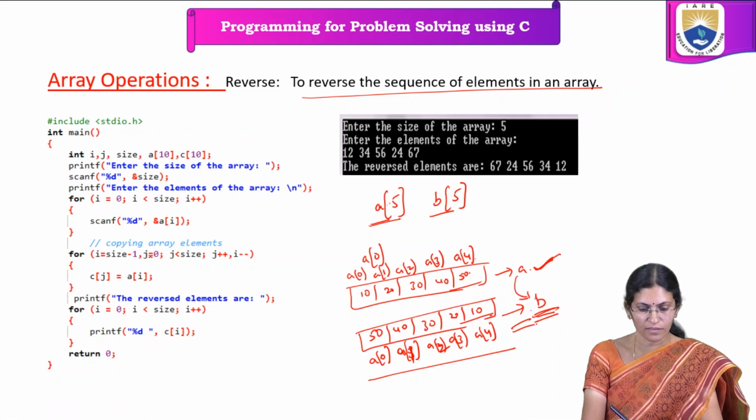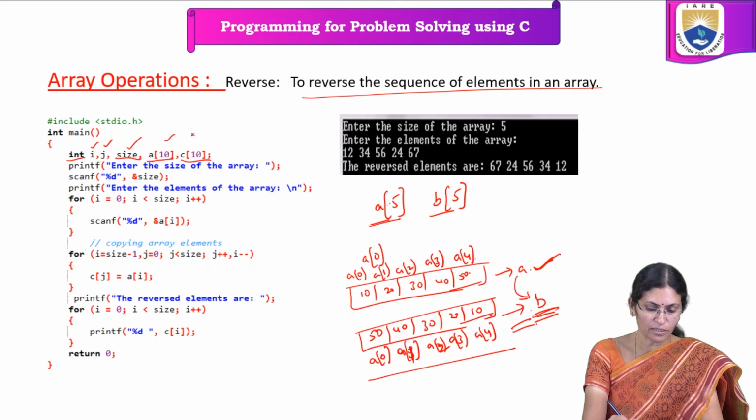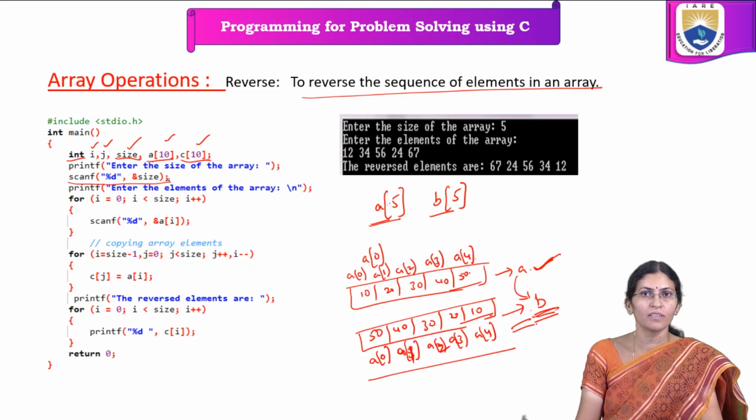For this, let us see the program first. We have declared two integer variables, I and j, for looping through the array. Size is declared as an integer. It will read the size of the array. Then we have declared the array A and another array C, with a maximum of 10 elements. Next, with the help of the scanf function, the user can give input to the program for the value of size.